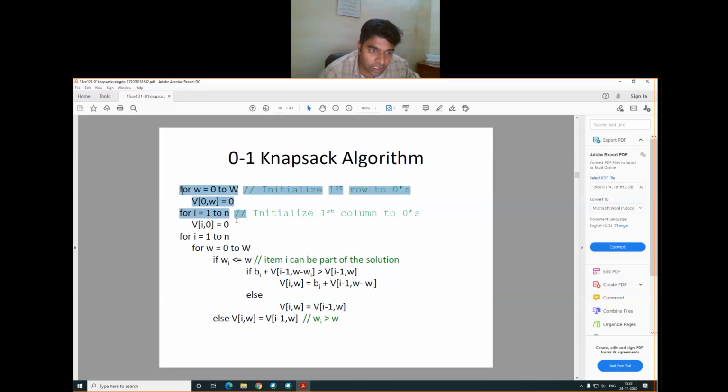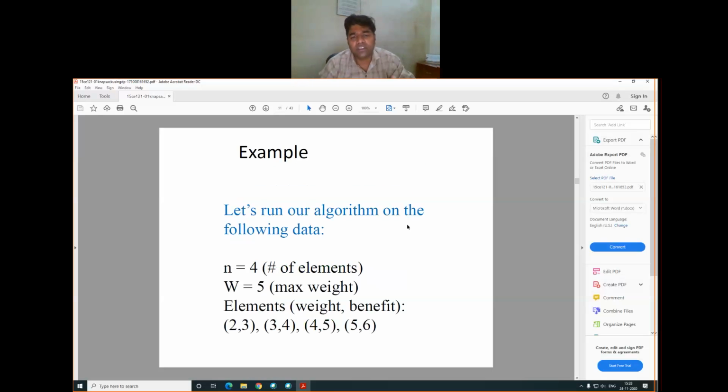Very first we perform initialization: the first row contains 0, and the first column, all the elements contain 0. Okay, let's run the algorithm on the following data. Suppose n is 4, meaning the total number of items we have is 4. The maximum weight of the knapsack is 5, and each item has a weight and a benefit, which are specified here: 2, 3, 3, 4, 4, 5, 5, 6.